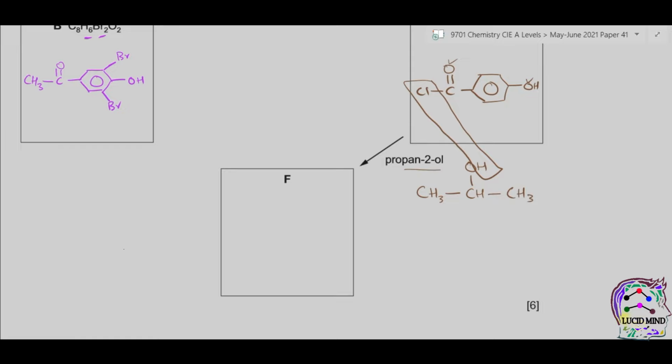Now we can draw the structure. We have benzene, OH, carbonyl carbon, and now with this carbon, this oxygen will be bonded. And with this oxygen, we have 3 carbon atoms that are attached, so we can make a triangle. 1, 2, 3 carbon atoms attached with oxygen, plus this HCl molecule that will be removed.